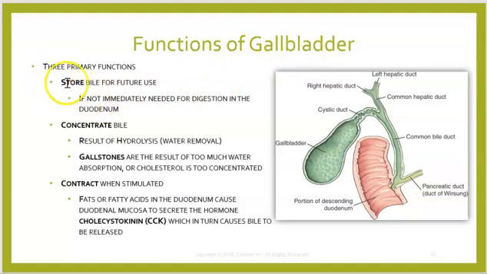Three primary functions, again: to store bile for future use, to concentrate the bile as well, so it might remove water. And then gallstones are the result of too much water absorption, though. All of a sudden you start to get those little rocks that I was talking about before. And then it'll contract when it's stimulated. So fats or fatty acids in the duodenum cause that duodenal mucosa to secrete a hormone called CCK or cholecystokinin, which in turn causes bile to be released by the gallbladder.